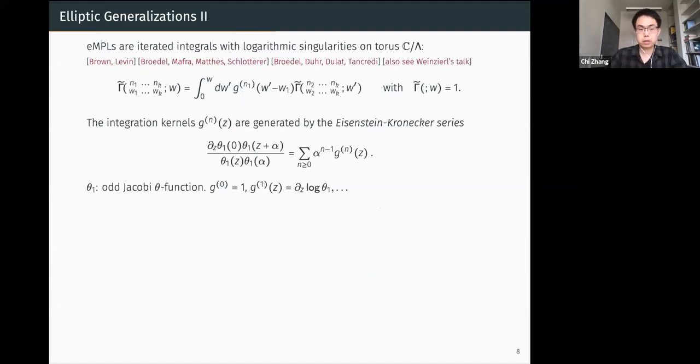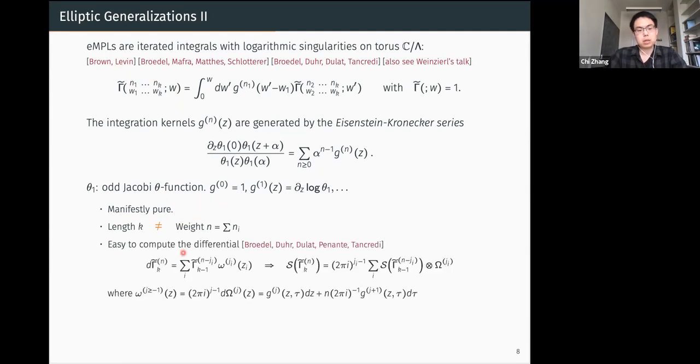So from the perspective of mathematics and string theory, another natural generalization is to extend the genus from 0 to 1. So instead of considering the iterative integral on the punctured sphere, we turn to the iterative integral on the punctured torus. There are several versions of such iterative integrals. The one we will use is called the gamma tilde function, whose integration kernels are generated by the Eisenstein-Kronecker series. This gamma tilde function is manifestly pure by definition, and for each gamma tilde function, we can define its length by the number of integrations, and we can define its weight by summing up the values of these indices.